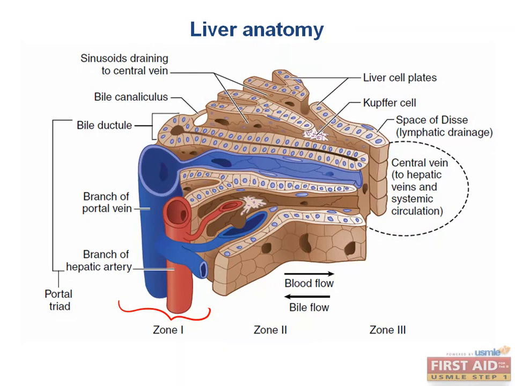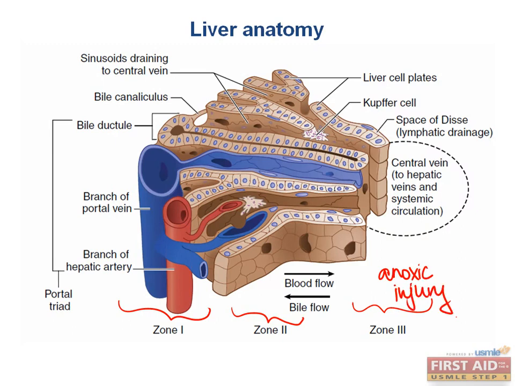The next zone, Zone 2, is the intermediate zone. Zone 3 is the pericentral zone. Since blood flows from out to in, it's not surprising that blood flow reaches this part last. So in situations where ischemia occurs, the central zone will receive blood flow last and will therefore be most sensitive to anoxic injury.